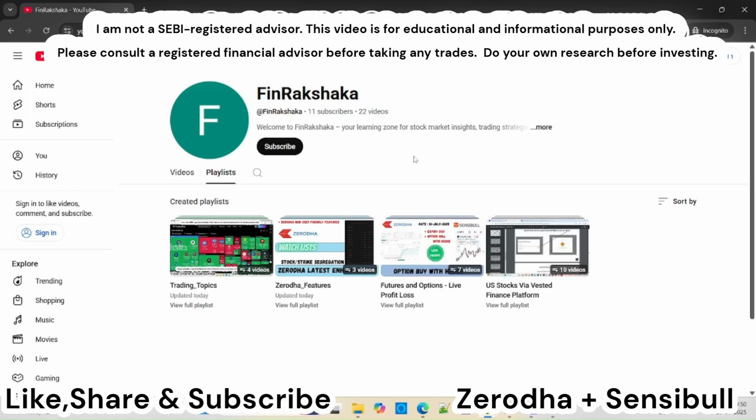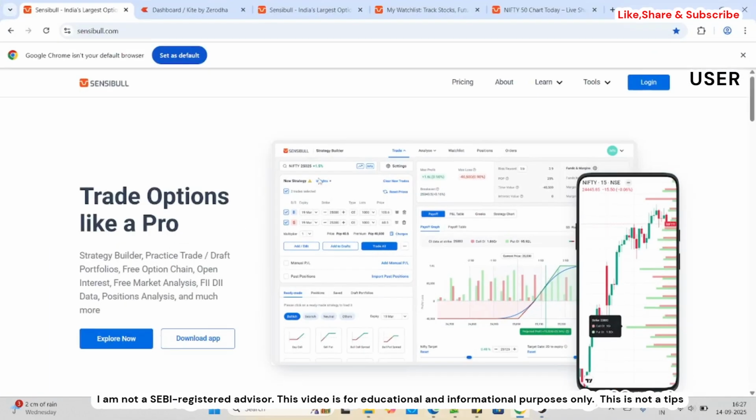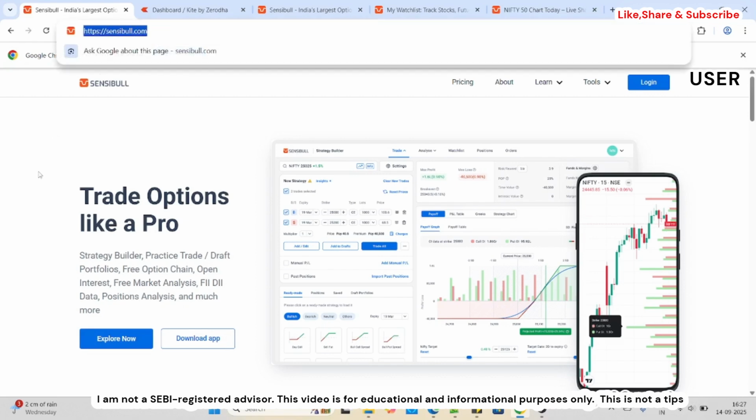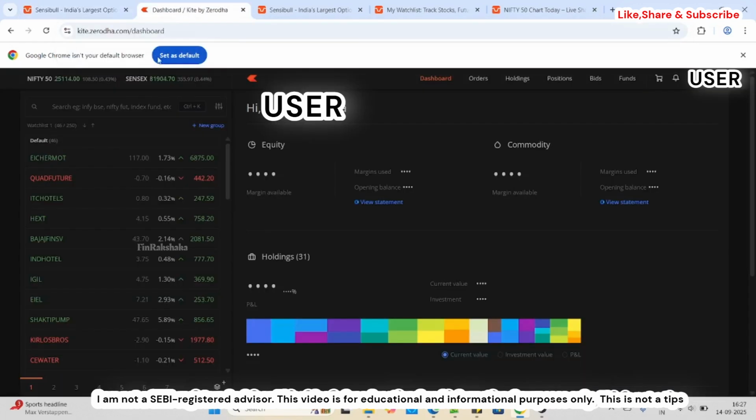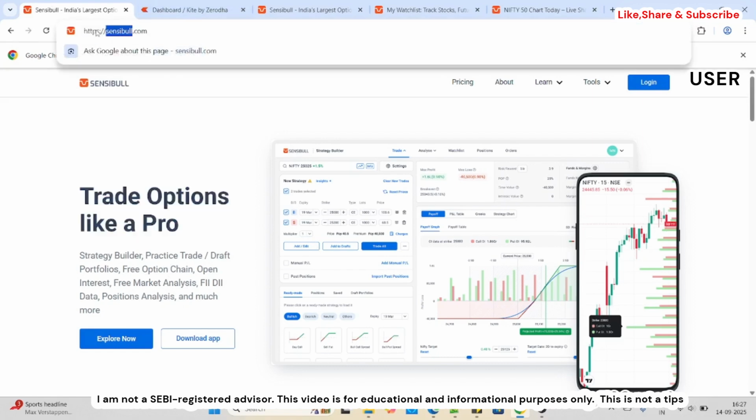Let's jump into the topic. So today I would like to show what exactly the OI profile in Sensibull is. Basically, OI means open interest. Okay, so you know how to log into Sensibull. If you have a Zerodha Demat account, Sensibull is free for you. In my previous video, I have shown all the paper trading with Sensibull as well. You can check it out.